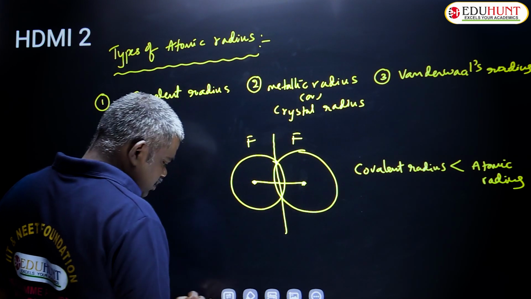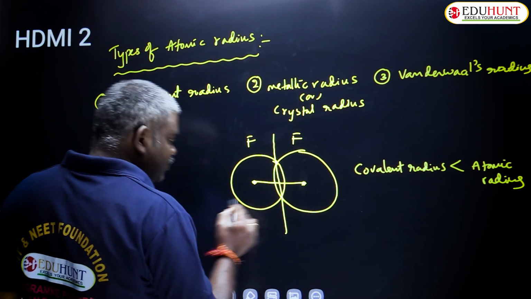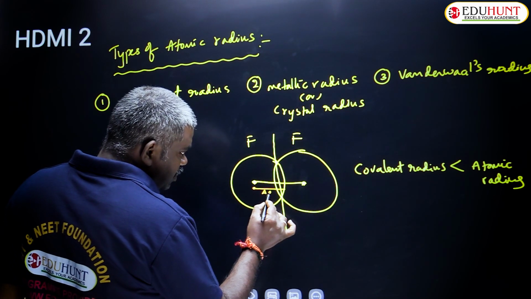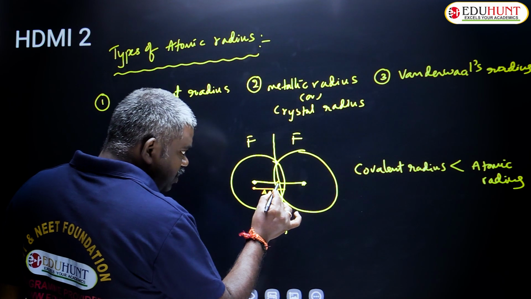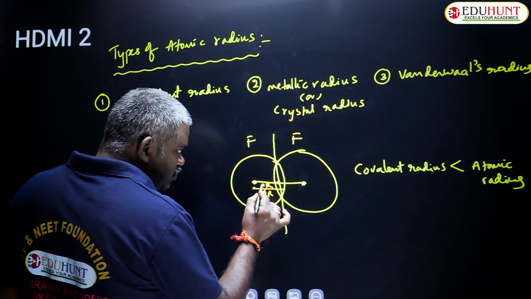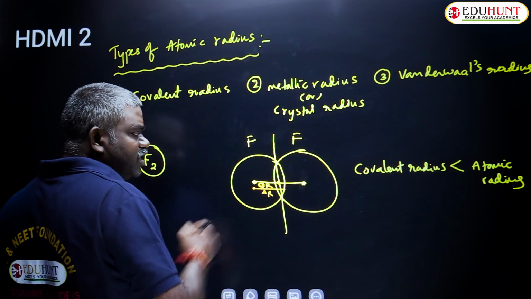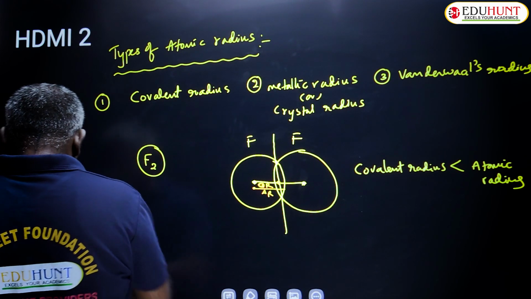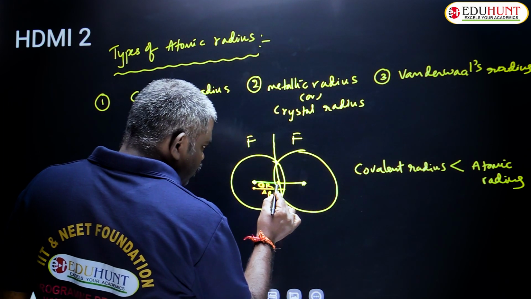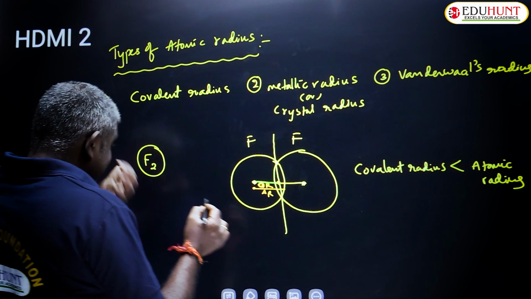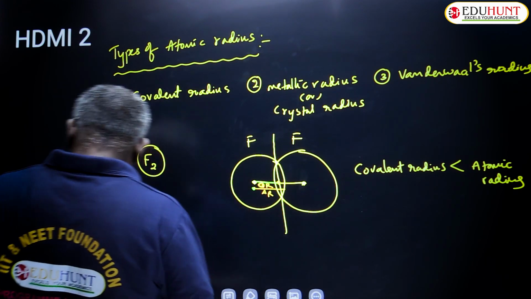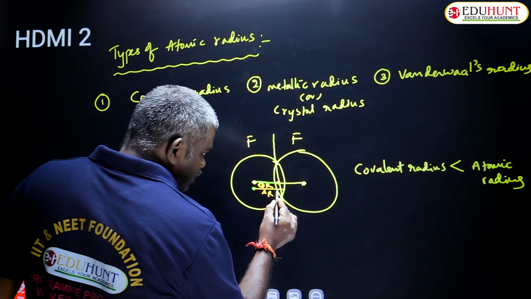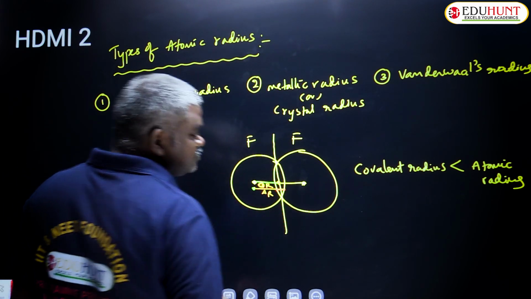Understood? See, listen. For example, from here to here, it is atomic radius. But covalent radius goes up to here only. Which is more? Atomic radius is more. If you observe, covalent radius is less and atomic radius is more, because this is the excess for atomic radius.